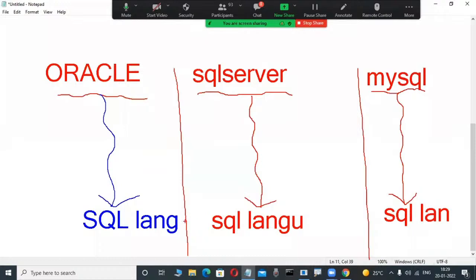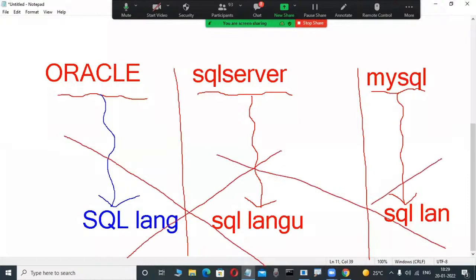Very good. In our class, so many fellows are saying the same only. 100% wrong. All these SQL languages are different, not the same. Why are so many students confused? Why are so many employees saying the same?